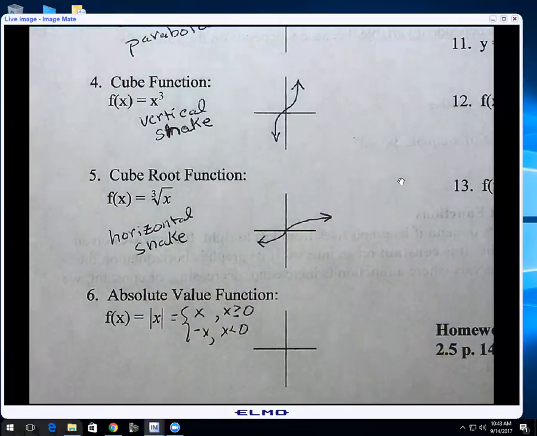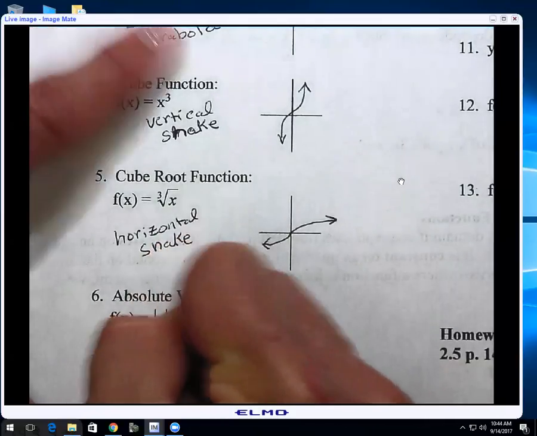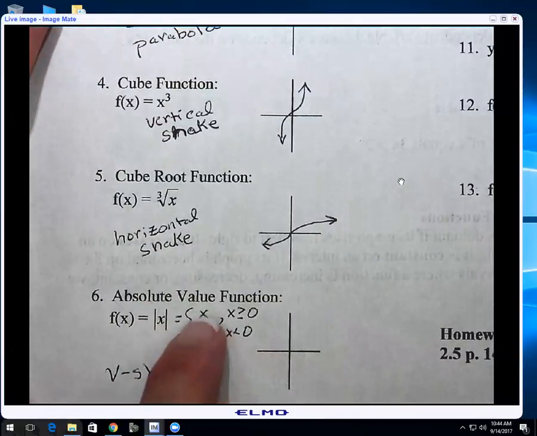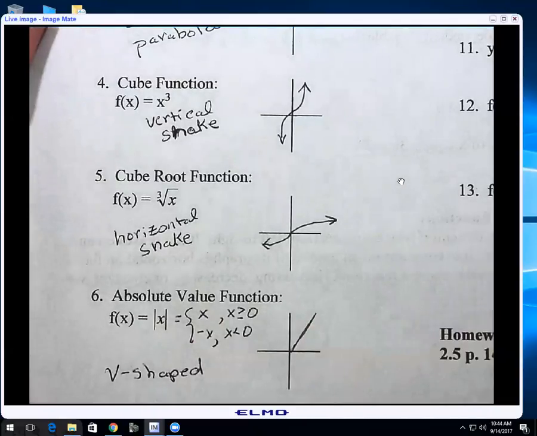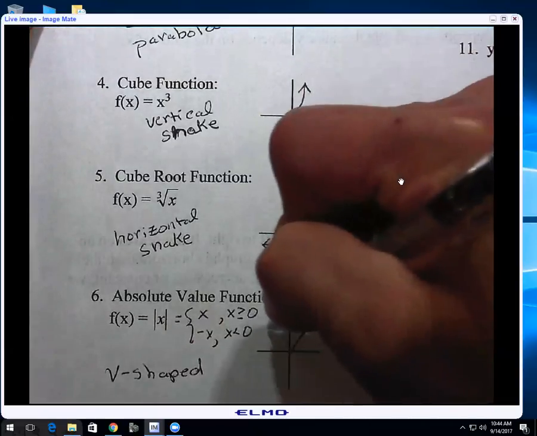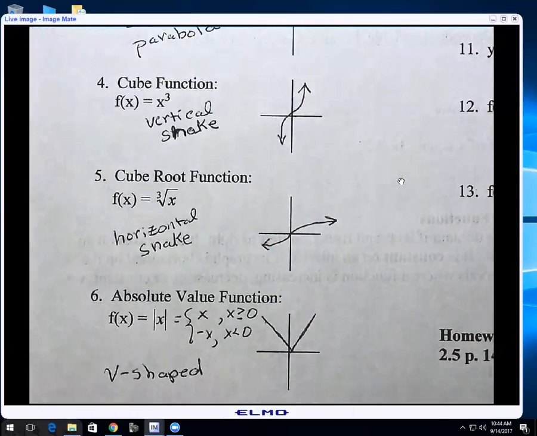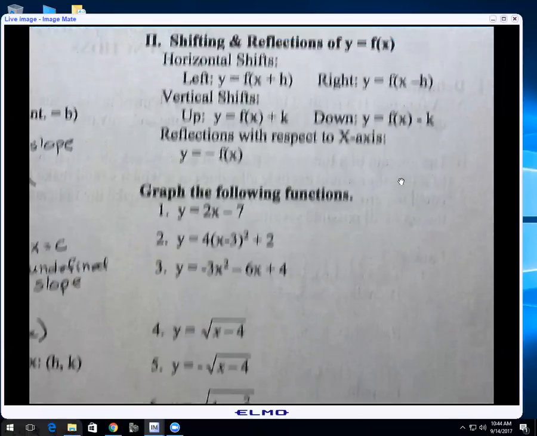And that's why the graph of the absolute value function is V-shaped, because half of it is the line y equals x. Remember the line y equals x bisects the first quadrant? The other half of it is the line y equals negative x. So when you see y equals absolute value of x, I just want you to go, oh, that's the one that's V-shaped.